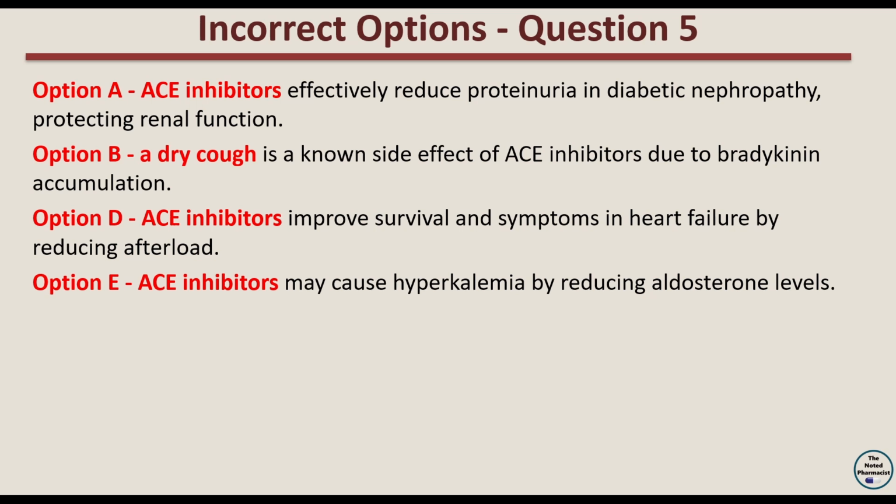Option A is incorrect because ACE inhibitors effectively reduce proteinuria in diabetic nephropathy, protecting renal function. Option B is incorrect because a dry cough is a known side effect of ACE inhibitors due to bradykinin accumulation. Option D is incorrect because ACE inhibitors improve survival and symptoms in heart failure by reducing afterload. Option E is incorrect because ACE inhibitors may cause hyperkalemia by reducing aldosterone levels.